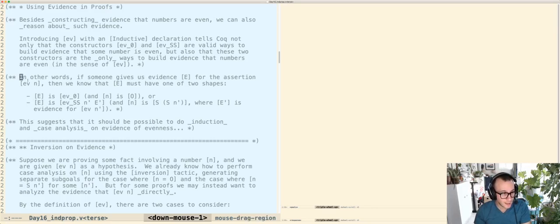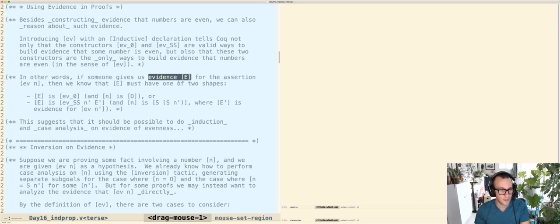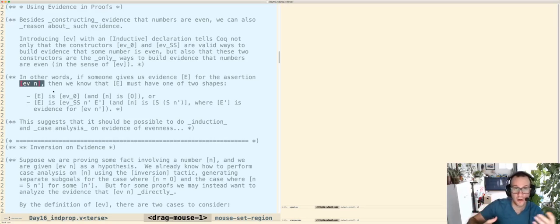But it is totally the case that you can conclude what I've highlighted here. If you have evidence E for the assertion that EV N for some N, then that evidence really can only have one of two shapes, because there's only two constructors, right? Now, just like for data types, you can write functions that do interesting behaviors, but any function on NAT ultimately is only producing O's and S's. Similarly, any proof we do about EV is really just using EV0 and EVSS under the hood. Those are the only pieces.